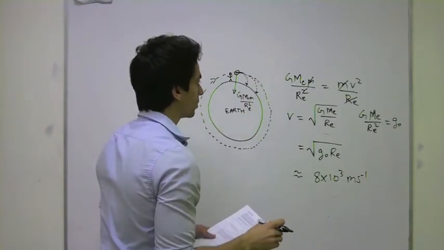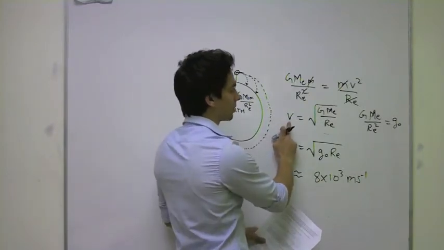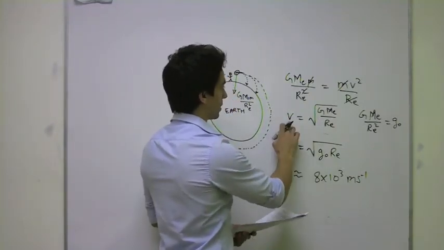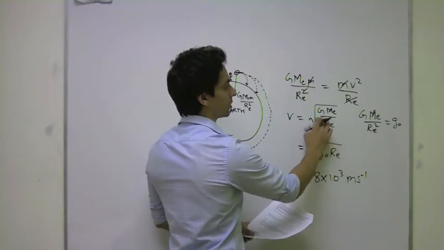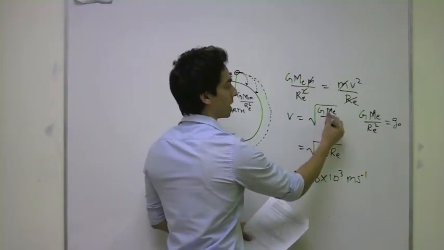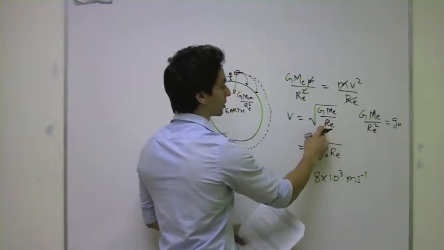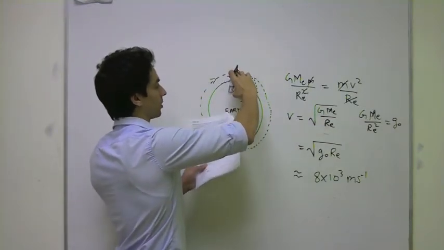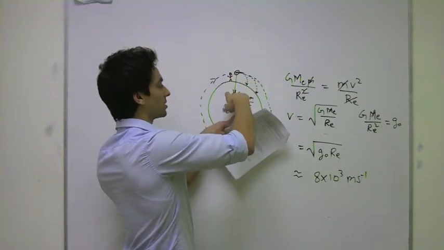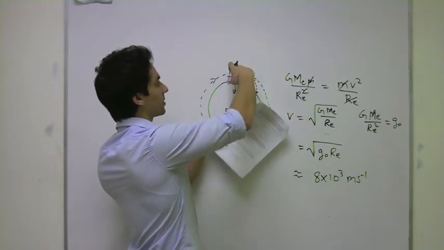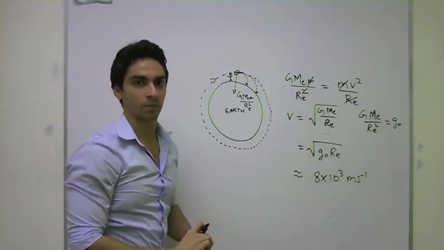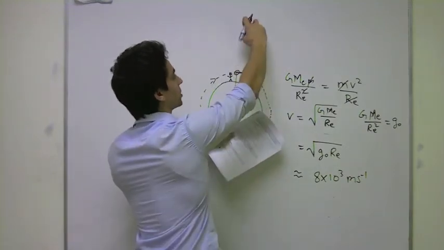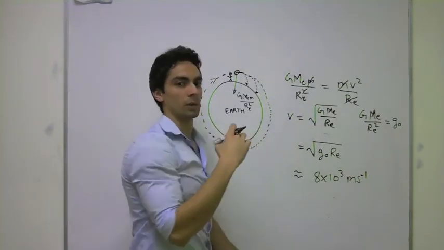Now we can see that this velocity is inversely related to the radius, in this case the distance between the center of the planet and the object itself. Which means if the object was further away, the velocity required would be lesser.